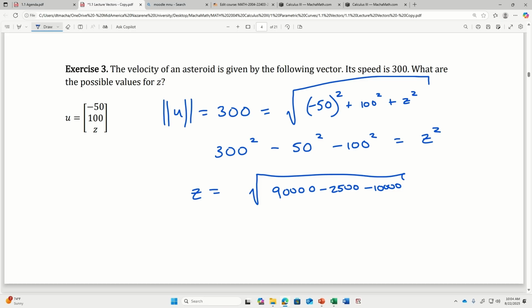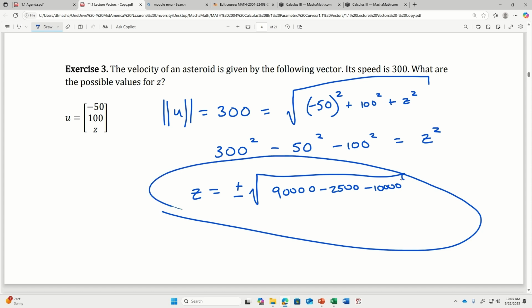How many possible values do I have for z? 2. Yeah, because it could be plus or minus, right? And then when you square it, it still works in the end. So there's actually 2 different possible values for whatever z is.